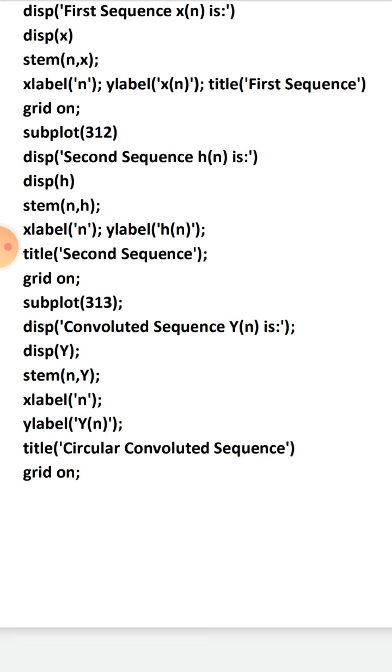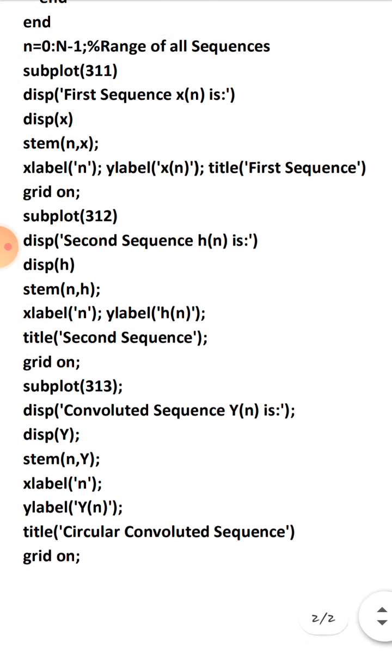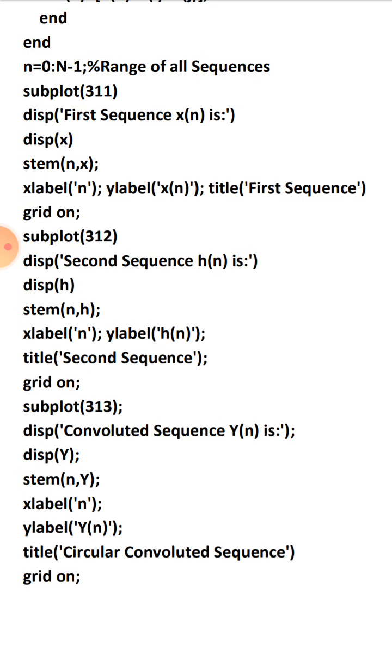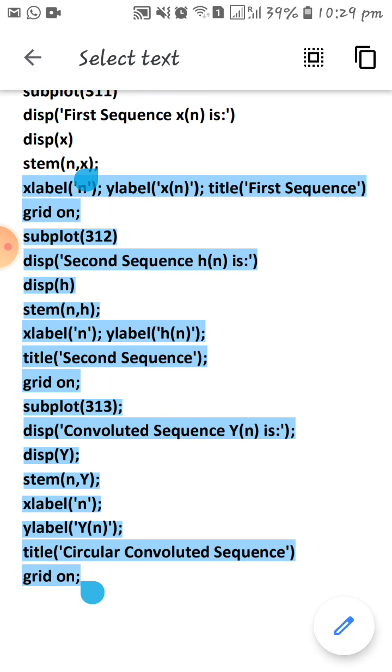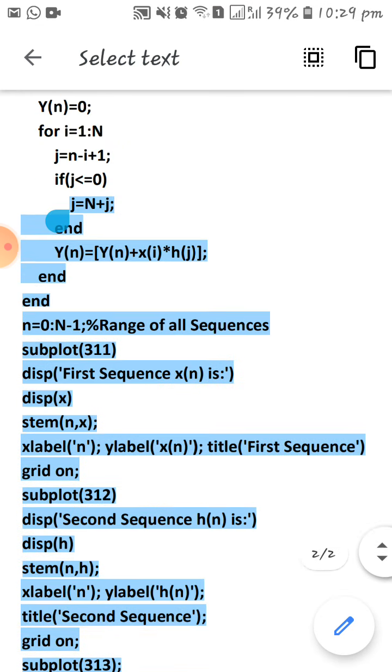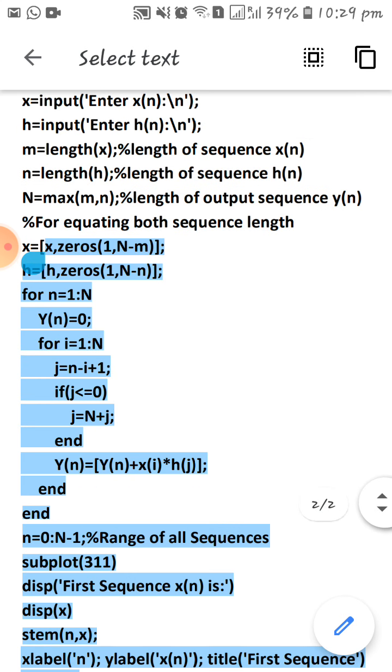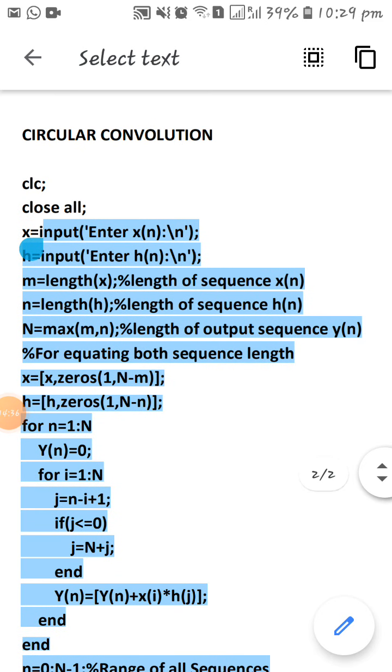Again you are giving grid for that, and with subplot 313 you are displaying the convolved sequence in your command window, and plotting the convolved sequence in your figure window. So stem of n comma y, you are giving xlabel, ylabel and title, and you are turning on your grid. Now we'll copy this code and execute it in our MATLAB app and see how it is executed.